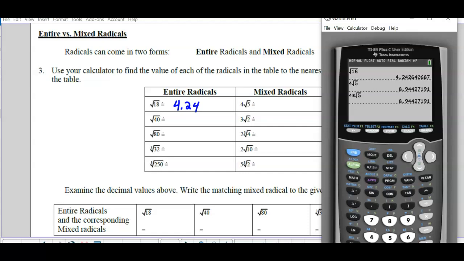If your calculator is a scientific and you cannot see the square root sign when you enter it, that means you actually have to put the 5 in first, or the 18 in first, and then press the square root button. So if you cannot see the little square root symbol on your calculator, put 18 first, then press it. Okay?